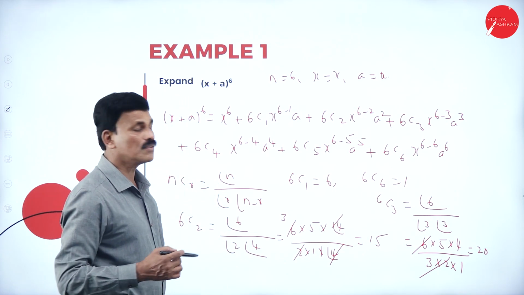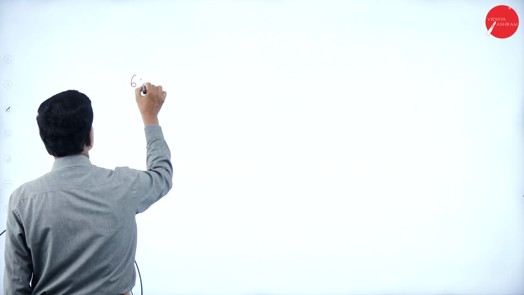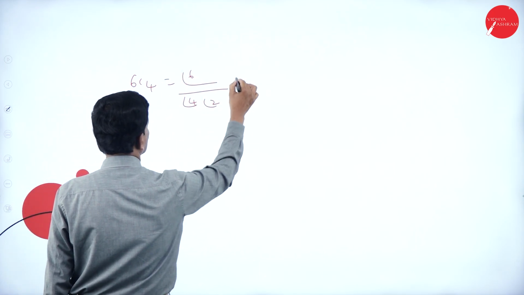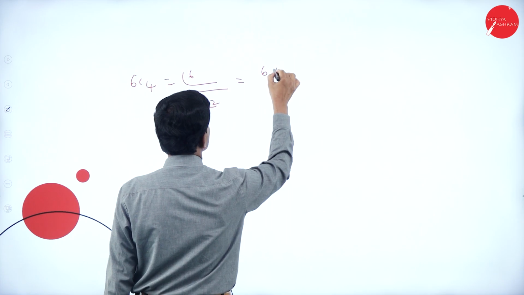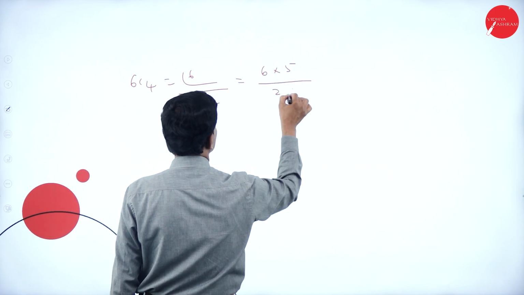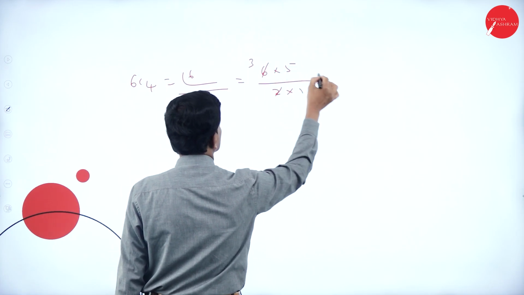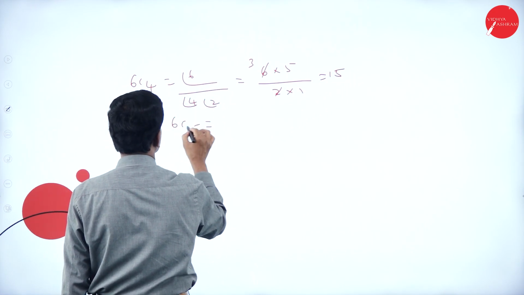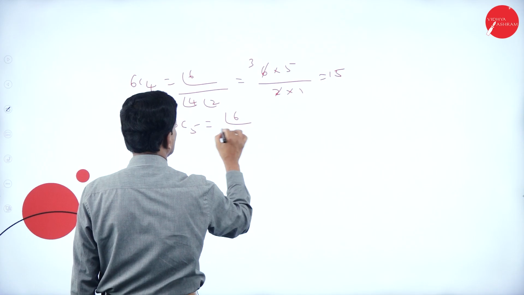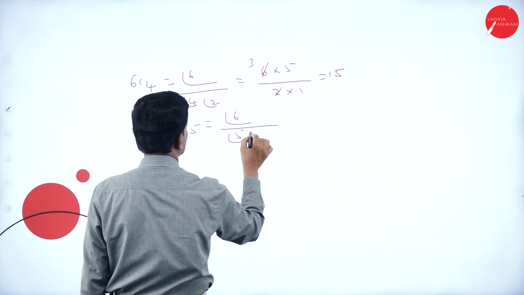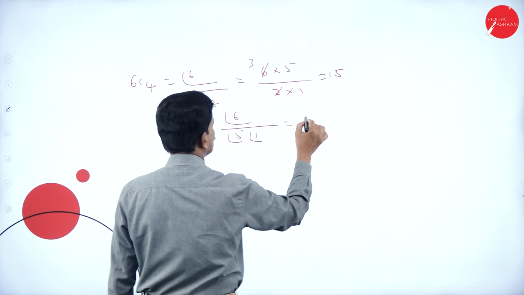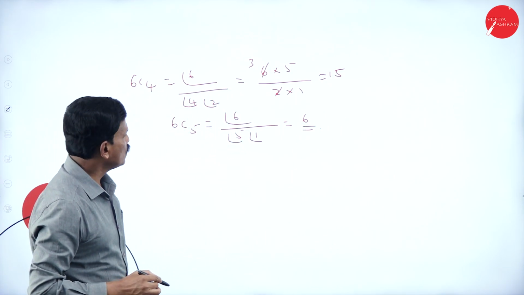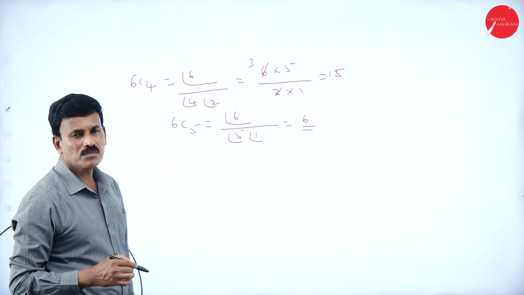Now see here, what is 6C4? 6C4 can be written as factorial 6 divided by factorial 4 into factorial 2. This is equal to 6 into 5 divided by 2 into 1, which is equal to 15. And the last, 6C5, is equal to factorial 6 divided by factorial 5 into factorial 1. That's equal to 6. Now, this is how we are going to find out the values of the binomial coefficients.